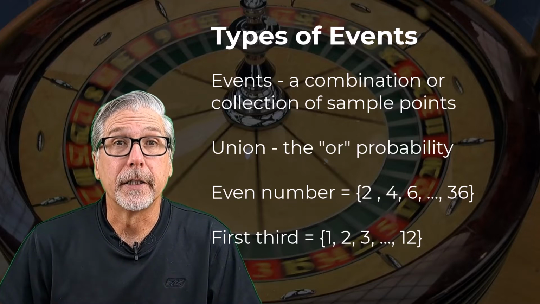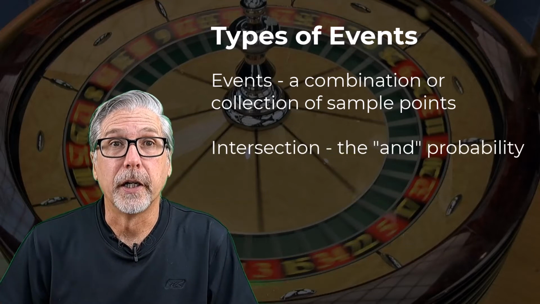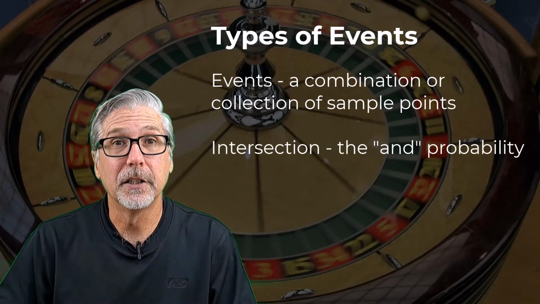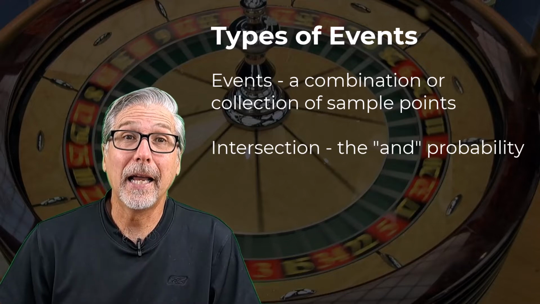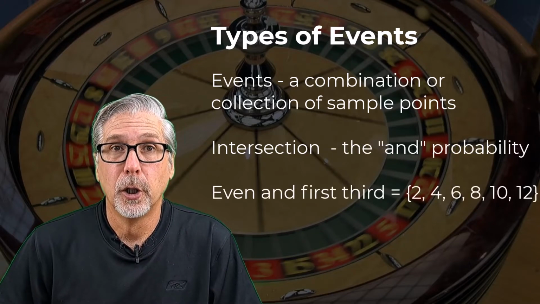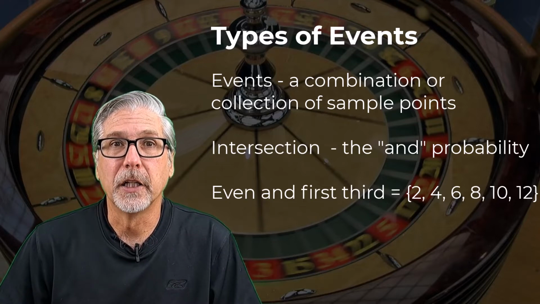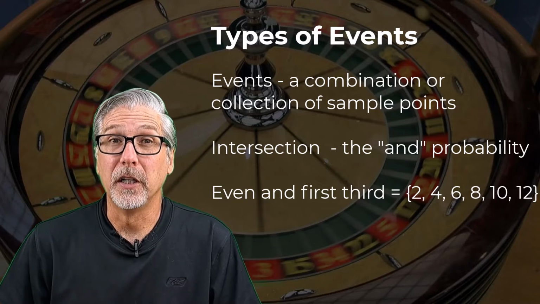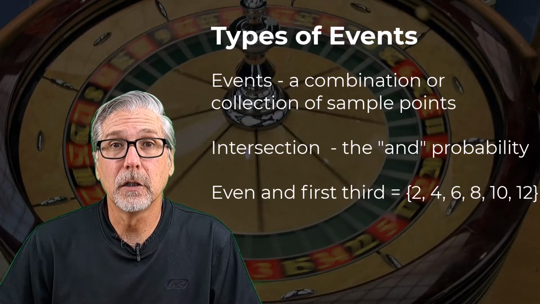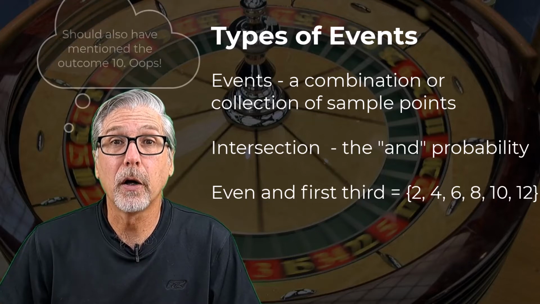The next type of event is called an intersection. Whereas the union is the OR event, the intersection is the AND event. We might be interested in observing an even number and a number in the first third. While even number and first third are both OR events, we now want to put them together with the AND intersection. So which sample points are both even numbers and in the first third? Just the sample points 2, 4, 6, 8, 10, and 12.